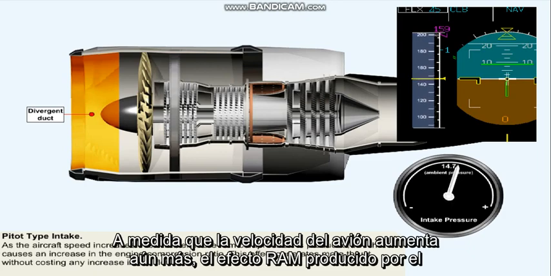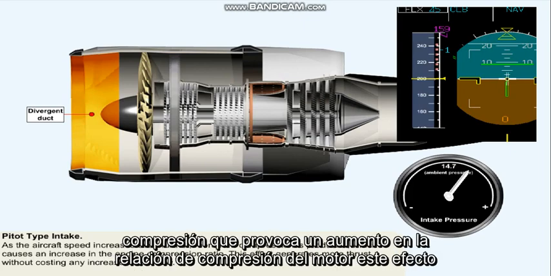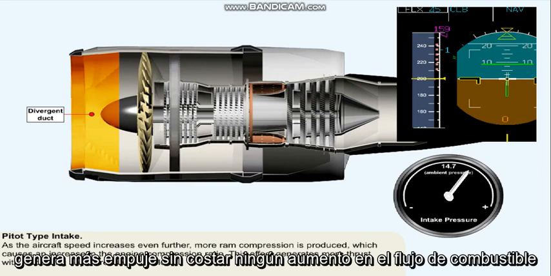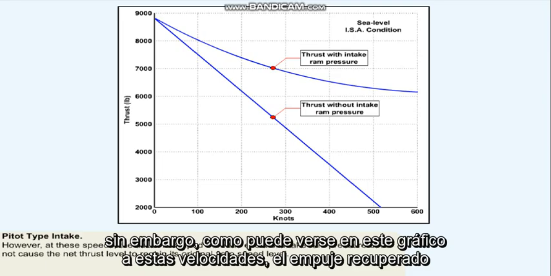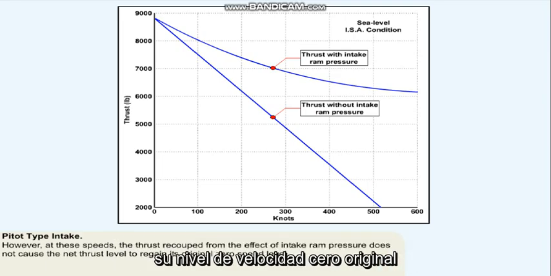As the aircraft's speed increases even further, the ram effect produced by the speed increase, combined with the shape of the inlet, produces more and more ram compression, which causes an increase in the engine compression ratio. This effect generates more thrust without costing any increase in fuel flow. However, as can be seen from this graph, at these speeds the thrust recouped from the effect of intake ram pressure does not cause the net thrust level to reach its original zero speed level.